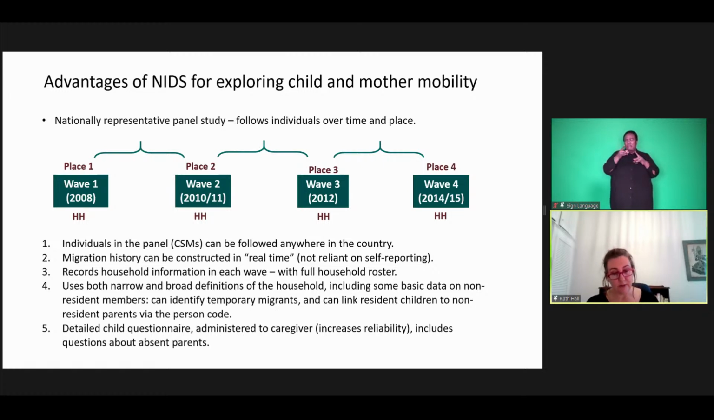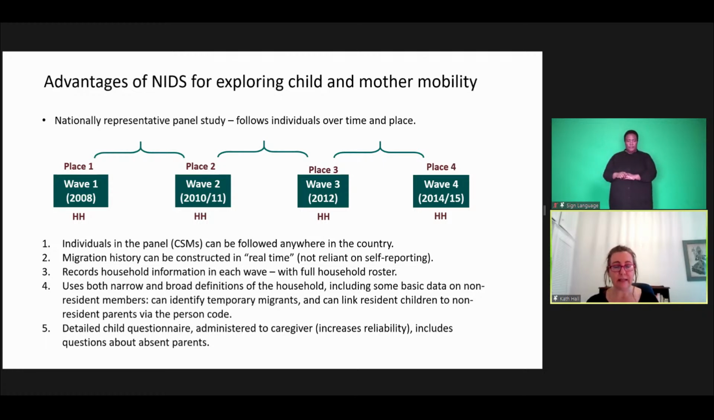Finally, NIDS has a detailed questionnaire for children, more detailed than one usually finds, which includes information about absent parents, so that even if the biological parents are not part of the household at all, it's still possible to get some demographic information about them, including their vital status, their age, their marital status, their highest level of education, their occupation. Also, the NIDS questionnaire is administered to the mother or caregiver of the child or another household member who has knowledge of the child, which is slightly different and possibly more reliable than just relying on a single household informant. It's similar to what is done in the Demographic and Health Survey.